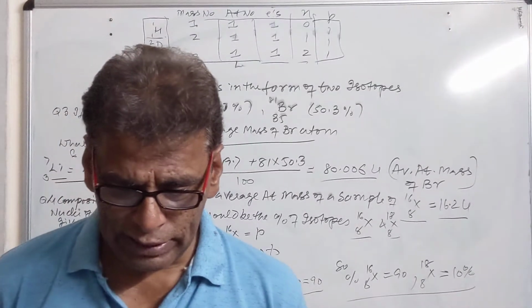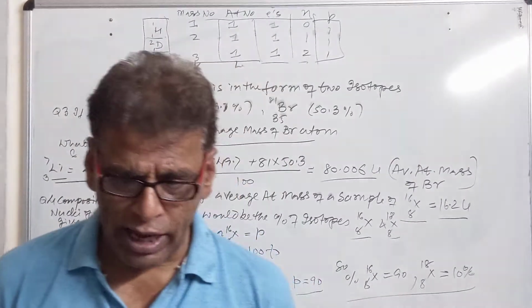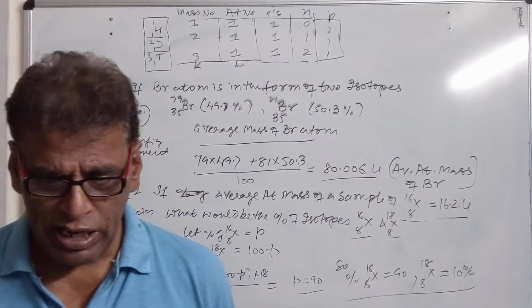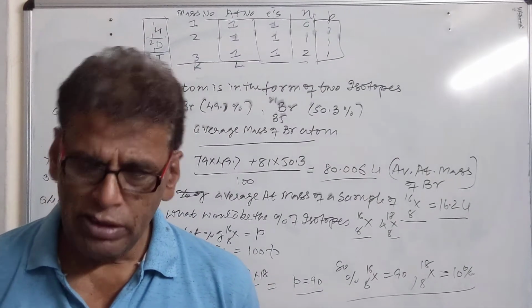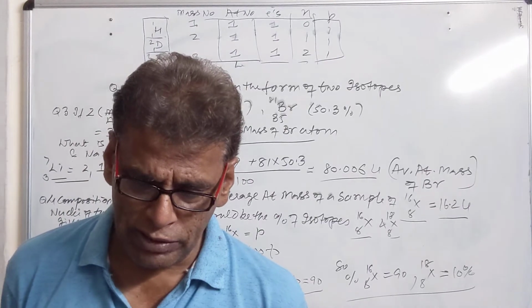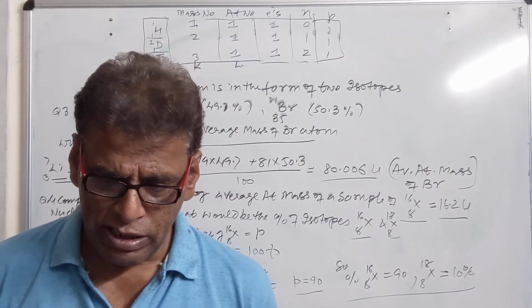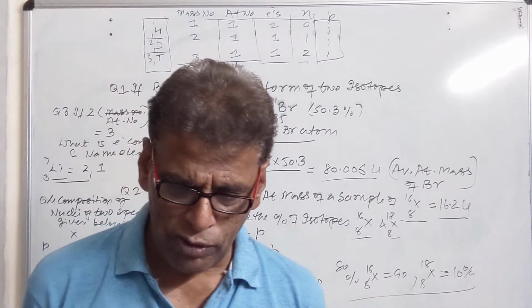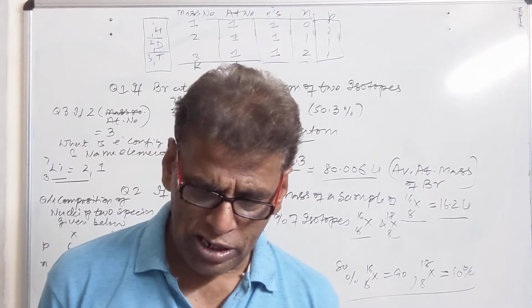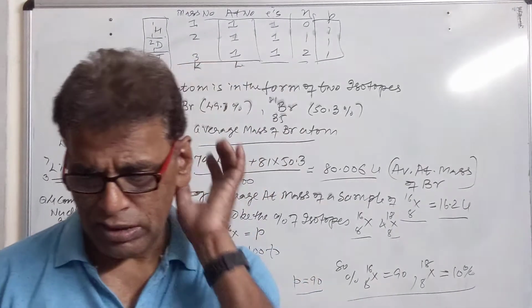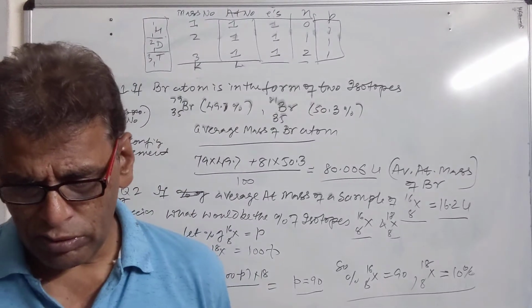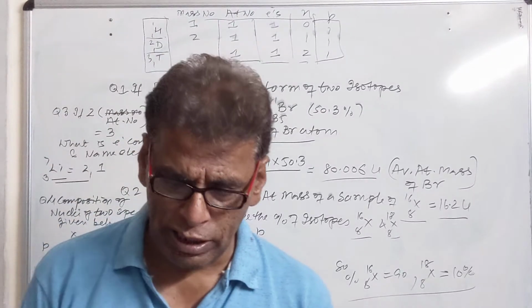Then we have the next question: isotopes of an element have the same physical properties, they have different chemical properties, they have similar chemical properties, they have a different number of neutrons, that is wrong, they have different atomic numbers, that is wrong. So the one correct statement is that they have the same physical properties.